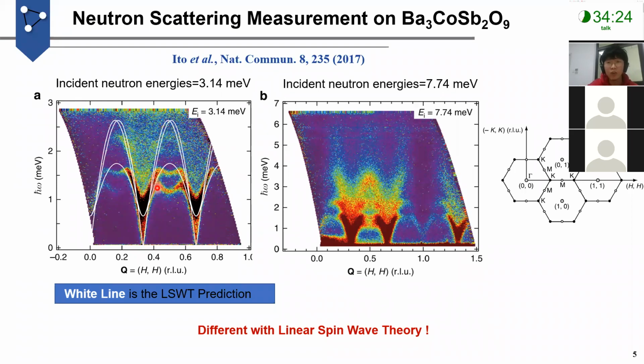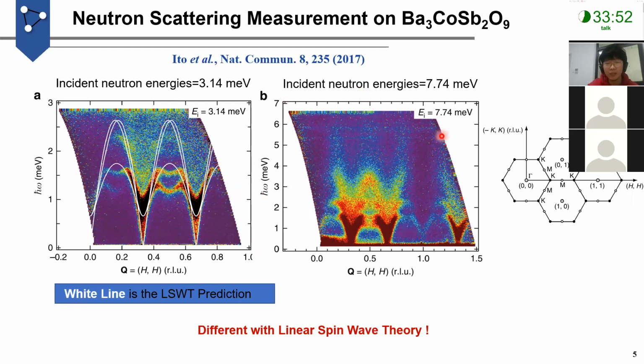However, at slightly higher energies, we can see that around the endpoint, which corresponds to Q equal to 0.5, the linear spin wave theory predicts that there will be 3 branches of magnons. However, the experiment found only 2 branches of magnons, which are largely renormalized downward in energy dispersion, and there is a roton-like minimum around the endpoint.